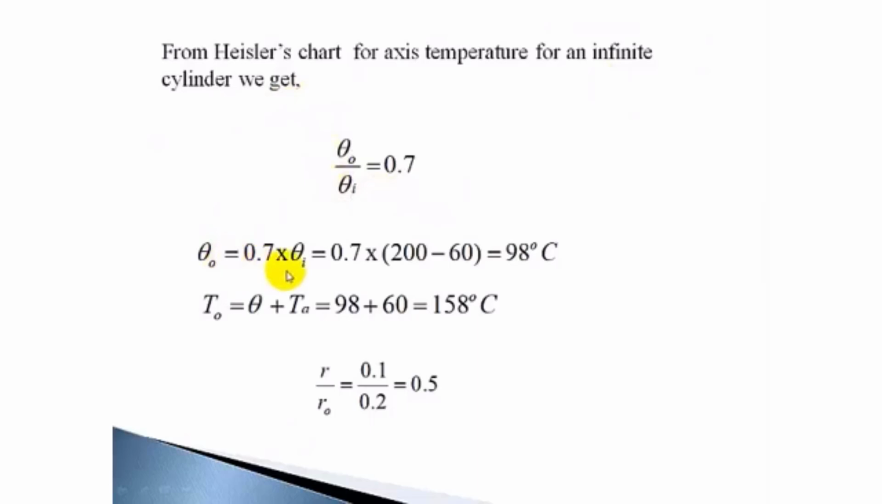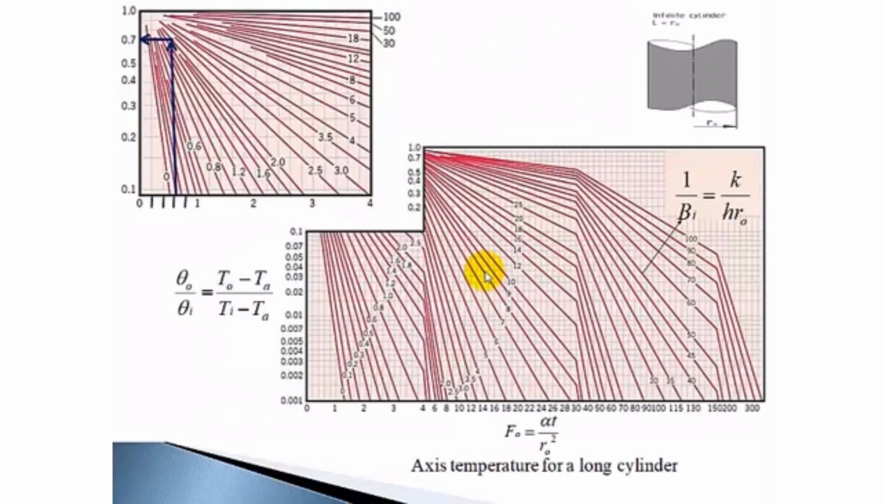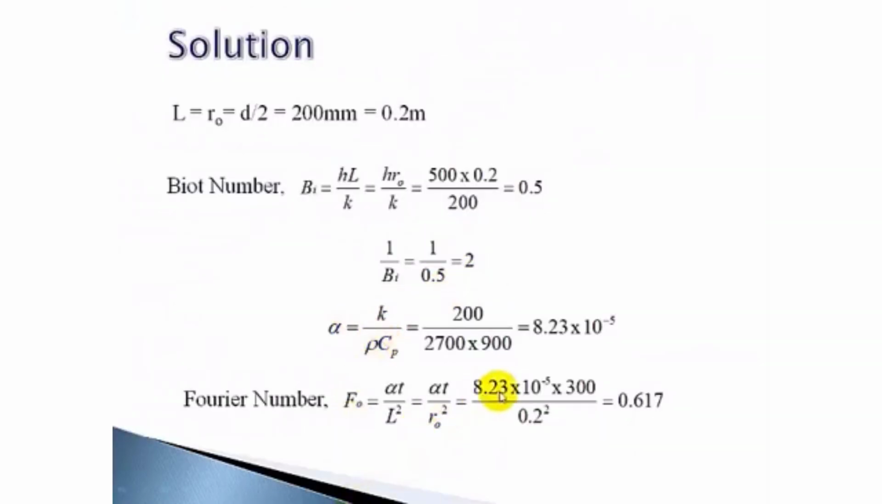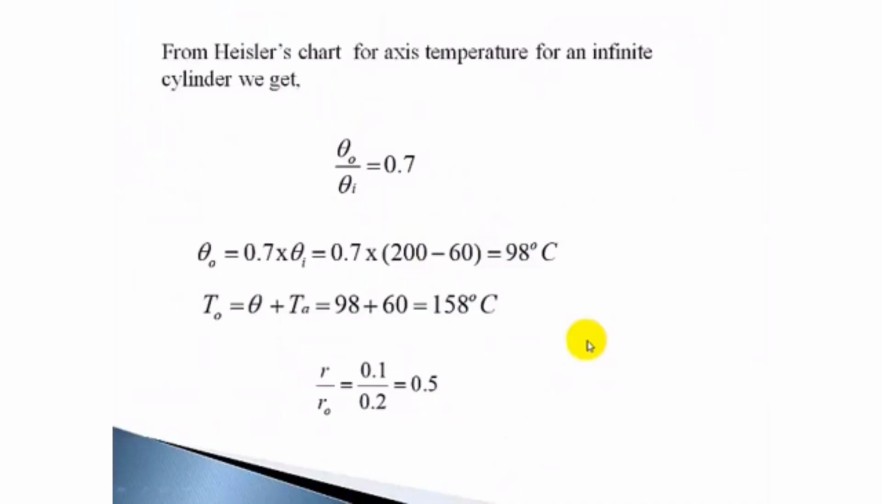Now theta naught is 0.7 into theta I. Theta I we know, the initial temperature difference. Initial temperature is 200 and ambient temperature is 60, so the initial temperature difference is 140, and 140 into 0.7 gives 98 degrees centigrade. So this is the center line temperature difference at the end of this time period. What was the time given? Time was 5 minutes, no? At the end of 5 minutes, we have an axis temperature difference of 98 degrees centigrade.